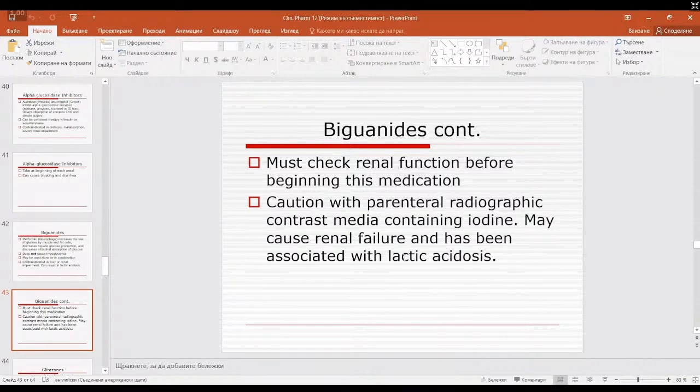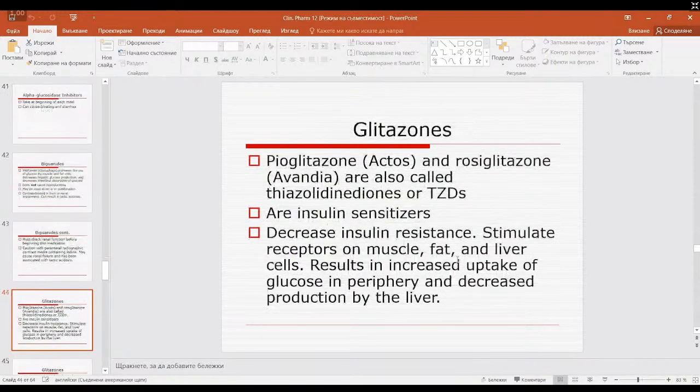Also, metformin should be stopped before using contrast agents, let's say a CT scan with contrast or coronary angiography that use contrast media that contain iodine. You should avoid using metformin 24 hours before and 24 hours after the procedure, usually in order to avoid renal injury and also lactic acidosis in patients who are on metformin.